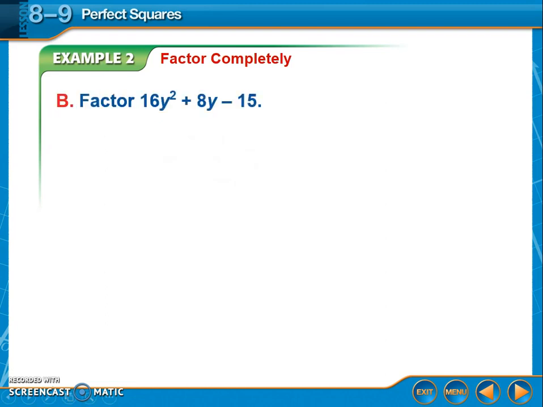Again, the first step is always to look for greatest common factors. In this one, is there anything that goes evenly into all of those numbers? I can't think of any. So we're going to use the method where we take a and c and multiply them together. So 16 times negative 15, I get negative 240. I want to know what times what gives me negative 240 and adds to 8.